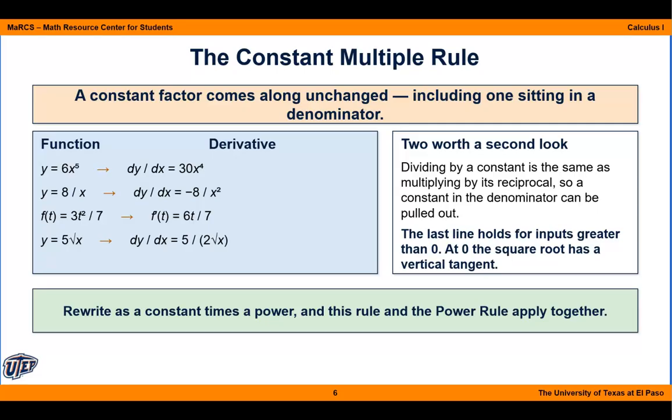For f(t) is equal to 3t squared divided by 7, the factor 3/7 remains unchanged, giving f'(t) is equal to 6t divided by 7. For y is equal to 5 times the square root of x, rewrite the square root of x as x to the power 1/2. The derivative is dy/dx is equal to 5 divided by 2 times the square root of x for x greater than 0. At x is equal to 0, the graph has a vertical tangent, so there is no finite derivative. In every case, the constant comes along unchanged, while the power rule acts on the variable.